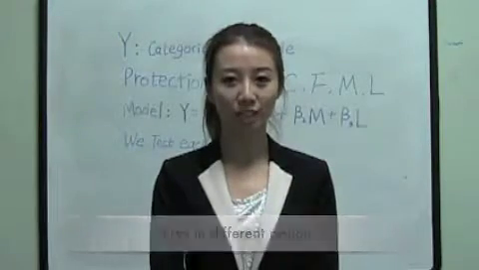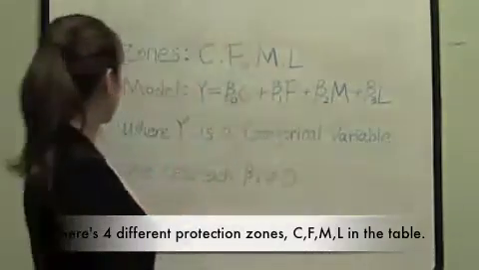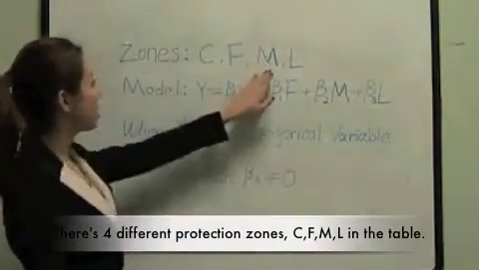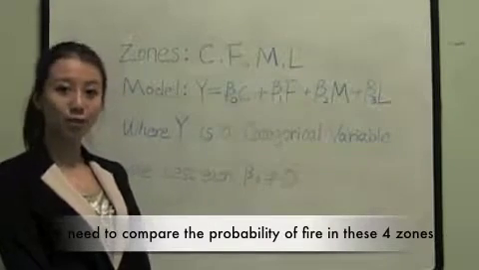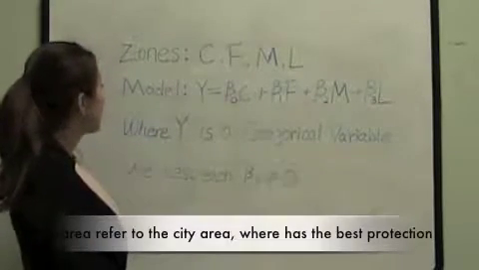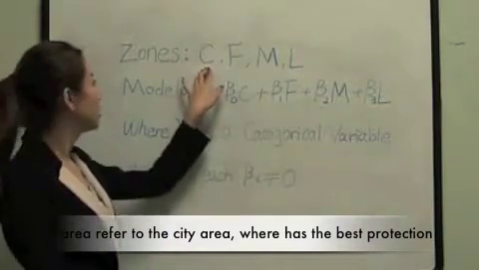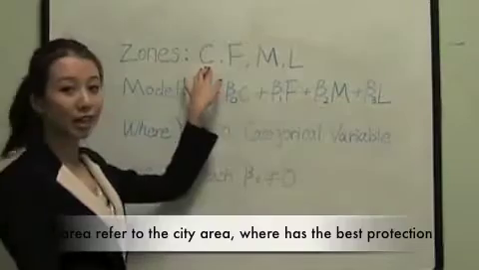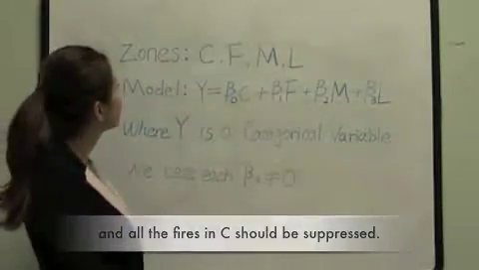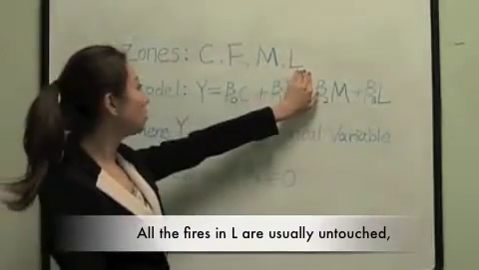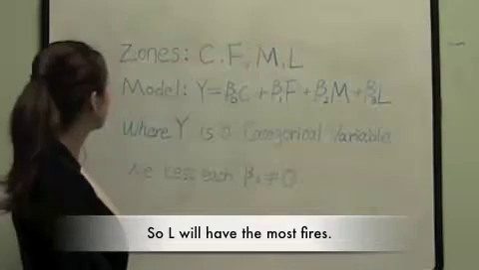We got our original data stored in several Excel tables from our client, which represent the proportion of fires in different regions. There are 4 different protection zones: C, F, M, L. We need to compare the probabilities of fires happening in these 4 zones. Here C refers to the city areas, which have the best protection, and all the fires in C should be suppressed. All the fires in L are usually untouched, so L will have the most fires.